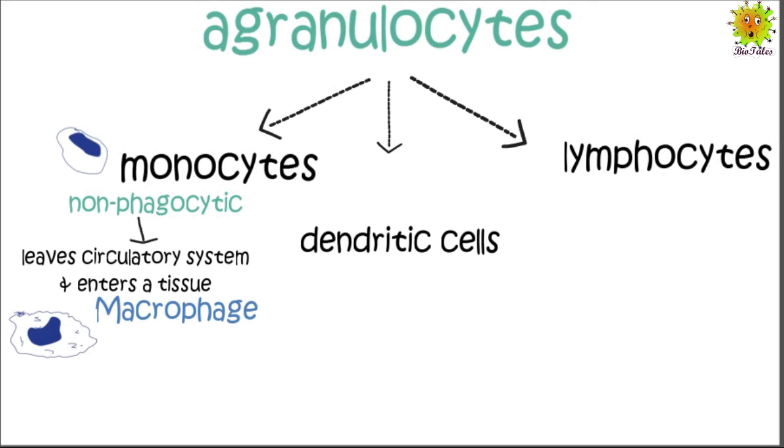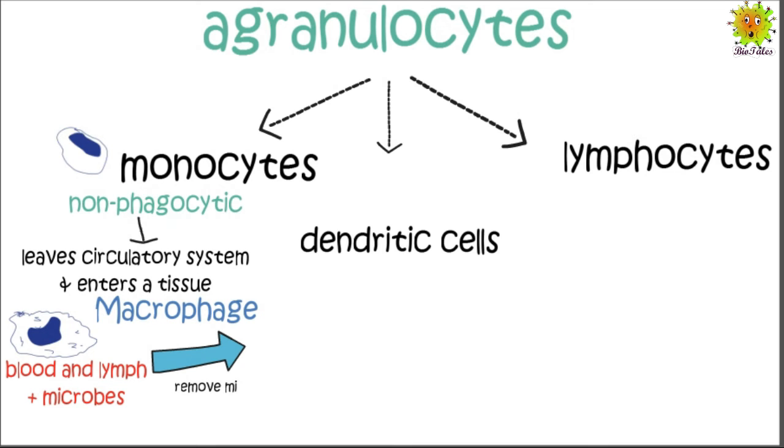When blood and lymph that contain microorganisms pass through organs that contain macrophages, the microbes are removed by the phagocytic activity of these macrophages. These macrophages not only remove microbes, but also dispose of old worn out blood cells.